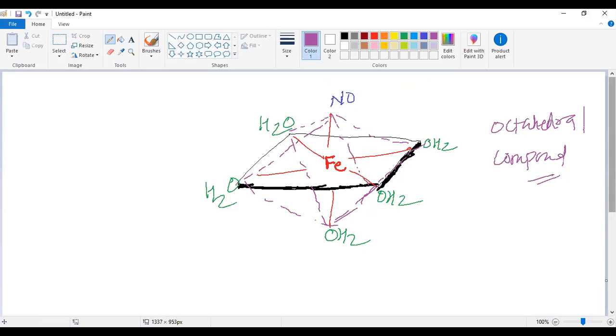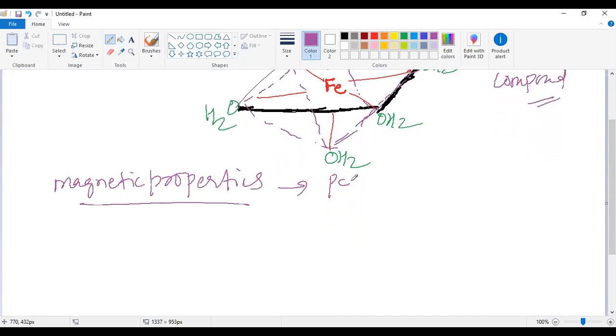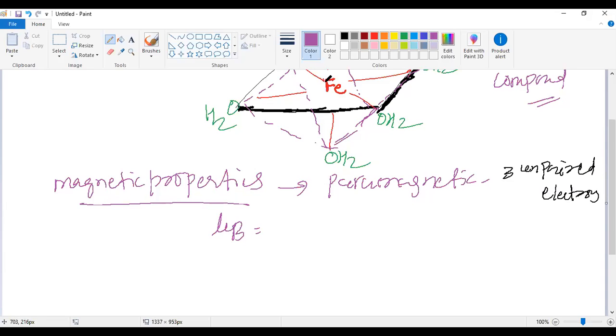So let us try to study about the magnetic properties of this compound. First of all, we should know that this compound is paramagnetic. Why is it paramagnetic? Because it has three unpaired electrons. Same way, the next thing we can study is the mu b. This is what is known as the magnetic moment. Here we know that magnetic moment is equal to square root of n into n plus 2.